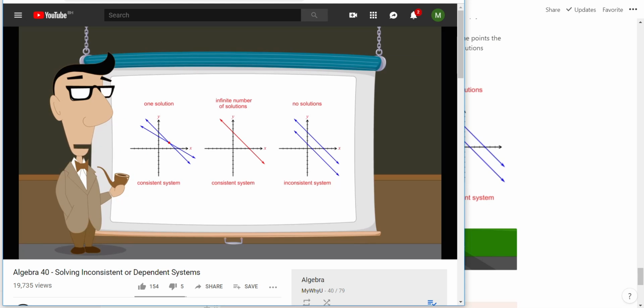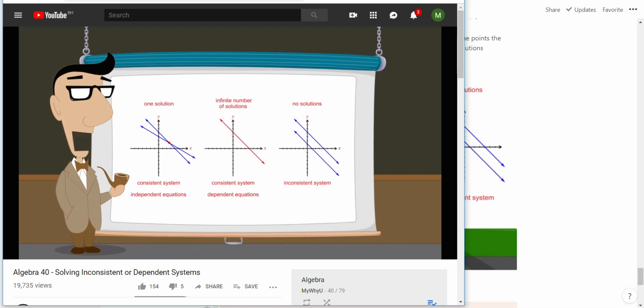We can distinguish between these two types of consistent systems by their equations. If the consistent system is composed of two distinct lines, the equations are independent. And if the consistent system is composed of two identical lines, the equations are dependent.